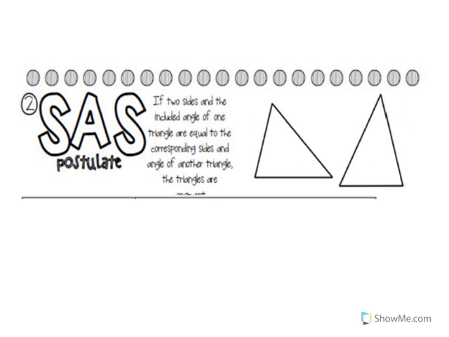Now we have the SAS postulate, which says if 2 sides and the included angle of one triangle are equal to the corresponding sides and angle of another triangle, the triangles are congruent. Let's take for example these two triangles. Now they may not look the same, right? But we don't use our eyes. We use math and postulates to define. So sometimes things are not drawn to scale.